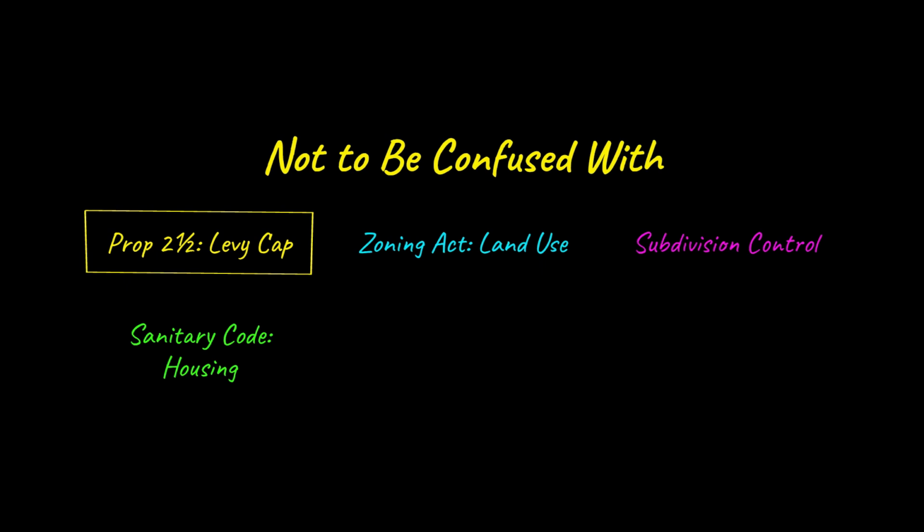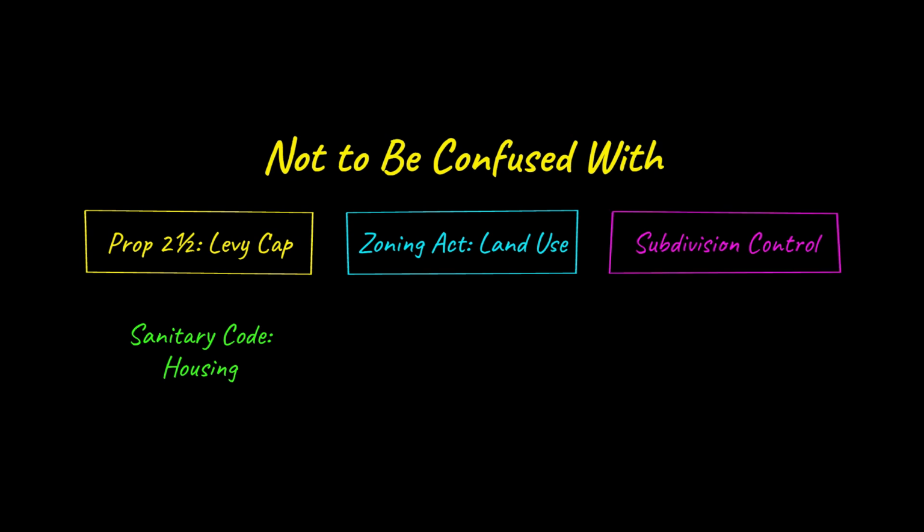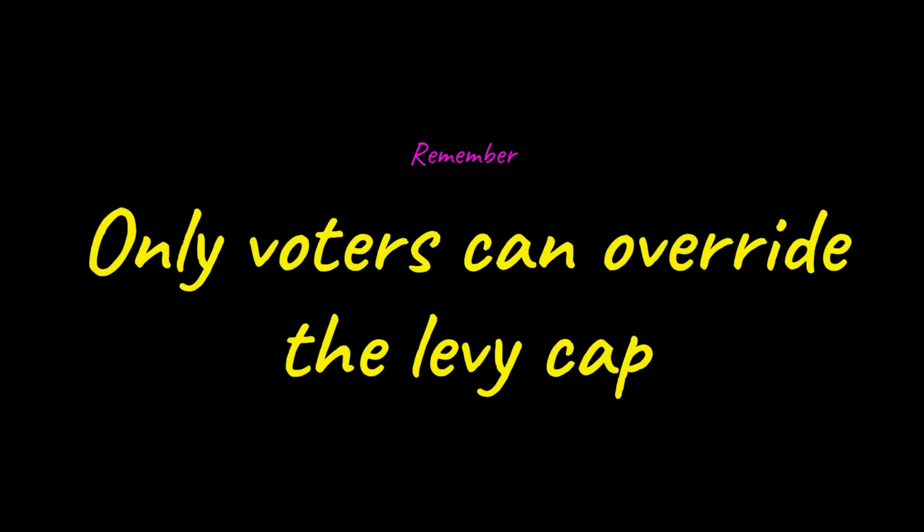The Zoning Act regulates land use and districts. The Subdivision Control Law governs dividing lots for development, and the State Sanitary Code sets housing fitness standards. None of these touch the property tax levy. Only Proposition 2 1/2 does. Remember, Proposition 2 1/2 caps the total levy and its growth, and only a voter-approved override can raise it beyond that limit.